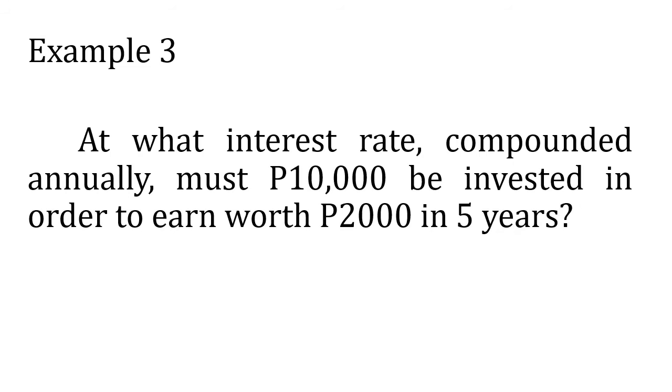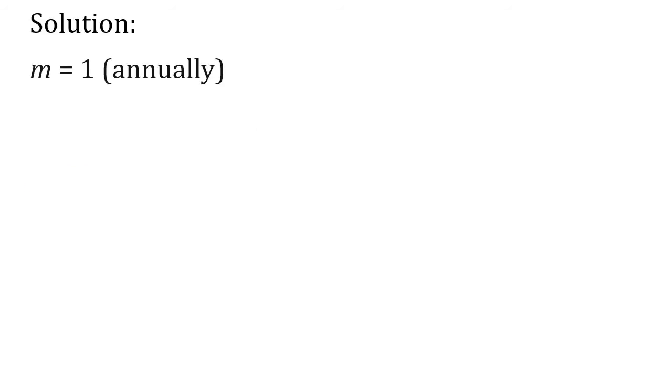Example 3. At what interest rate compounded annually must 10,000 pesos be invested in order to earn 2,000 pesos in 5 years? So obviously we will be solving for the rate here, compounded annually. So M is equal to 1 because annually. 10,000 is invested, so the principal amount is 10,000, to earn 2,000, so that's the interest. I is equal to 2,000 in 5 years. T is equal to 5.